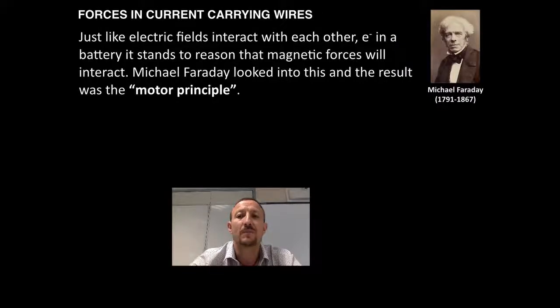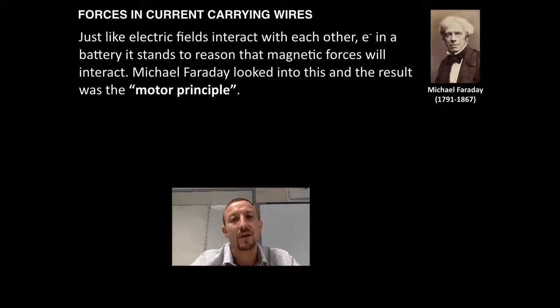This was first observed by Michael Faraday, 1791 to 1867. He noticed that when we put two magnetic fields in close proximity to each other, the field lines interact. This interaction can basically cause some movement. Now that movement is generated by a force. That force can be utilised in an electric motor or it can be used in the generation of electricity. This phenomenon he termed the motor principle.